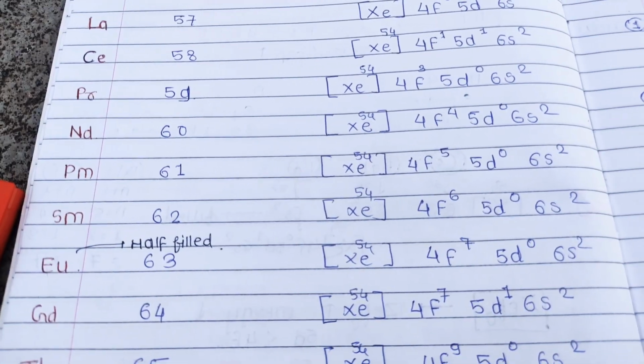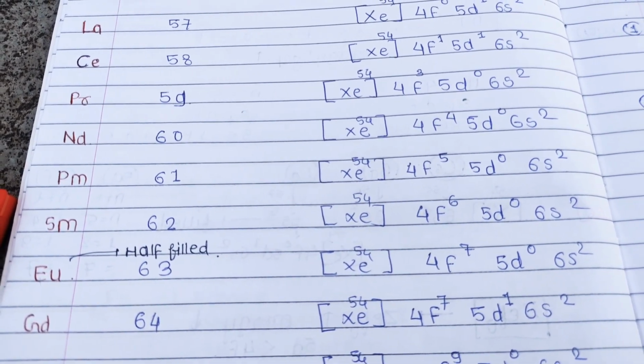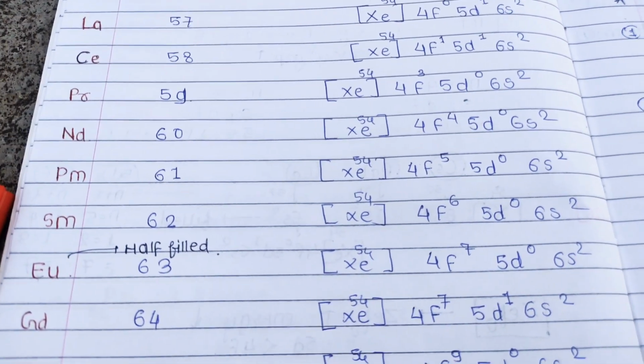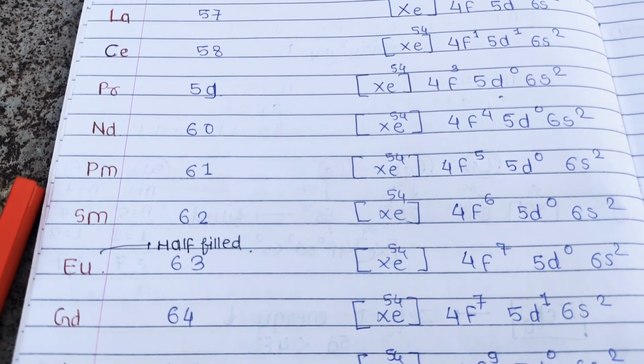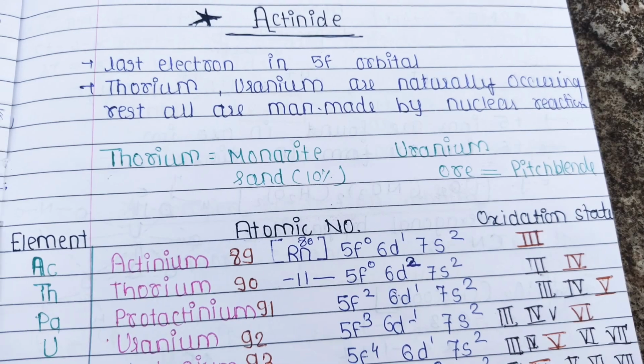If we compare the size of transition metals and lanthanides, the lanthanides are larger in size than transition metals. The compounds of lanthanides are ionic and trivalent, and they have a uniform oxidation state of +3, the most stable oxidation state they have. Next one is the actinides.